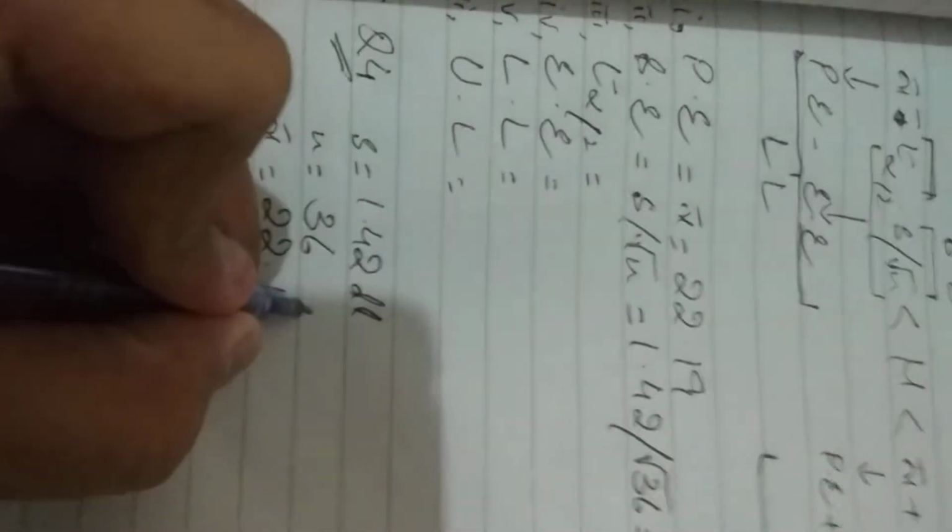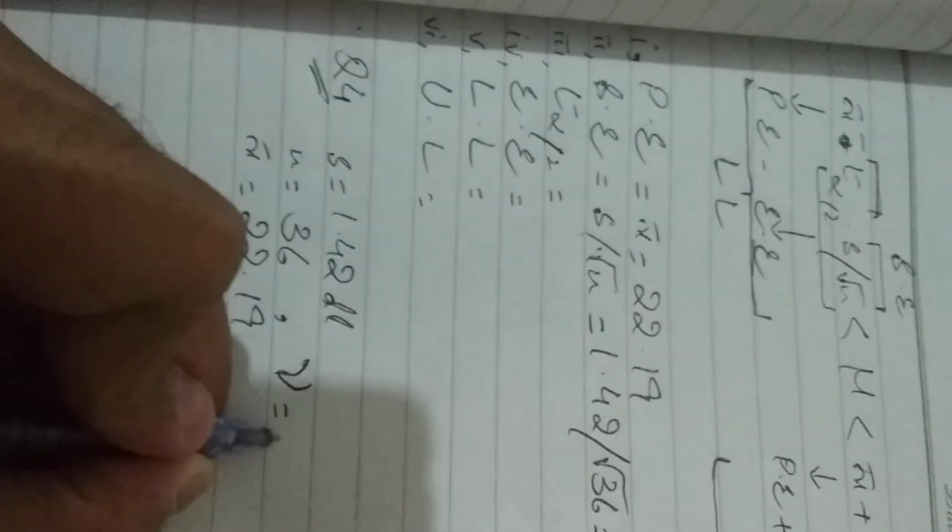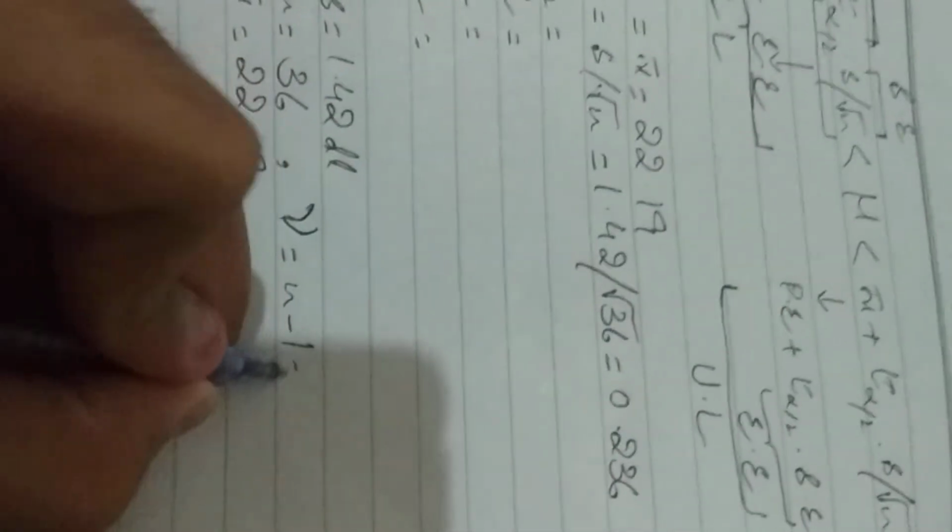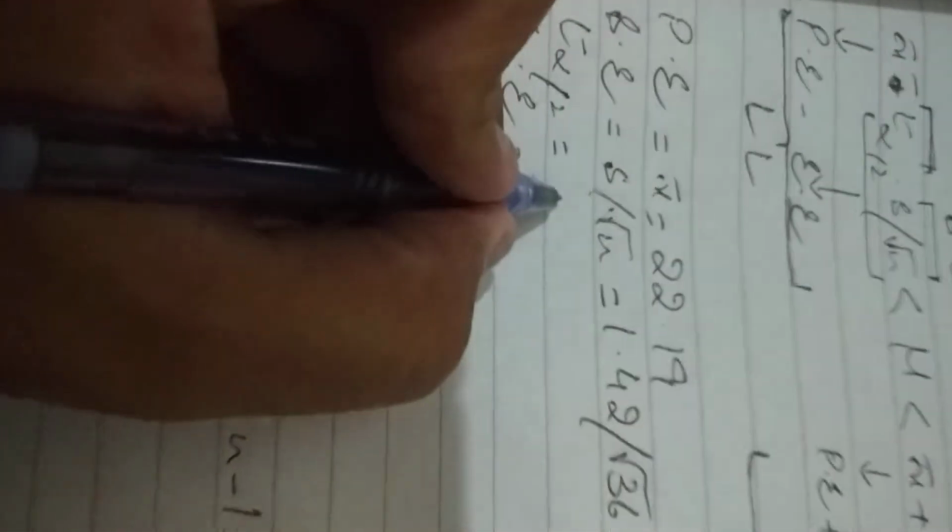Let me tell you the formula for degree of freedom. Degree of freedom is represented by nu. This nu is equal to n minus 1, so degree of freedom equals 35. So I wrote it here 35 and I click OK. The value is 2.030. So my third requirement is 2.030.